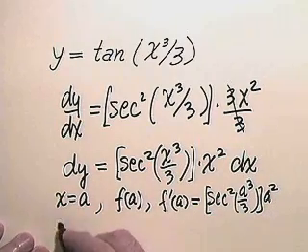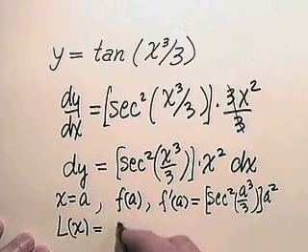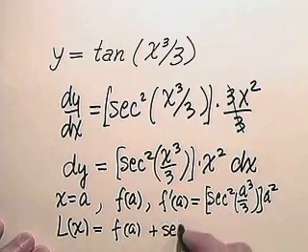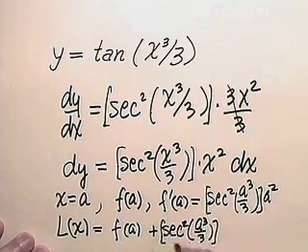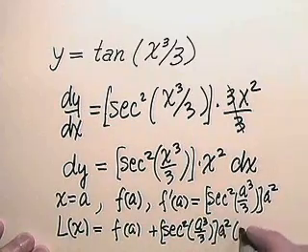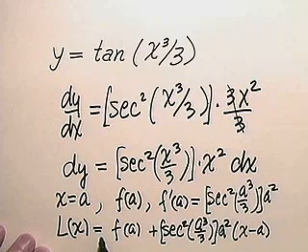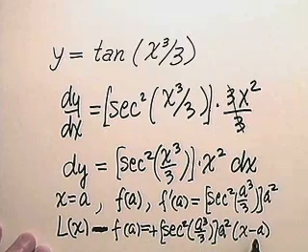And so to write down the linearization, we would have L of x equals f of a plus the quantity secant squared of a cubed over 3, all multiplied by a squared, times the quantity x minus a. Now notice what's happening here. Suppose I say, well, let's move this f of a to the left side. Then the left side becomes L of x minus f of a equals what's on the right side.